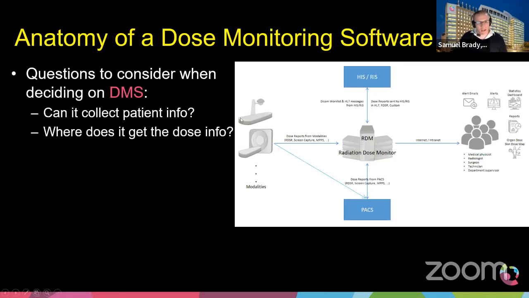All right, the next question you need to ask is where do you get the dose information? A very common approach is that the imaging modality itself will directly send its dose reports to the dose repository system, the dose monitoring software. And that's great. The other option among the systems you can purchase is that once the imaging is complete and sent to PACS, the dose monitoring software will actually go into PACS, scrape the information out, and bring it back to its database.